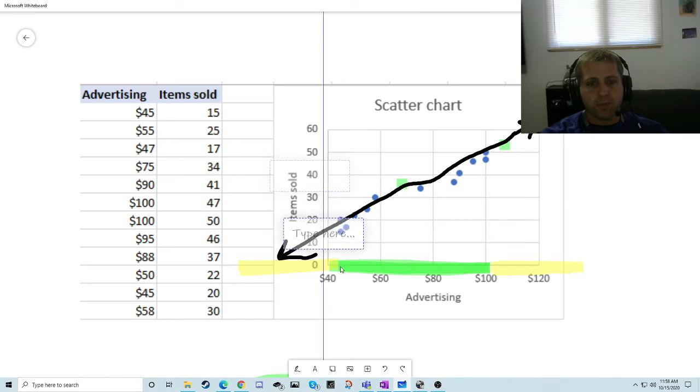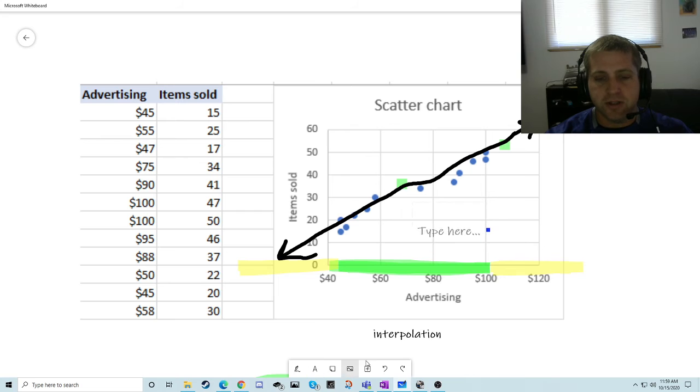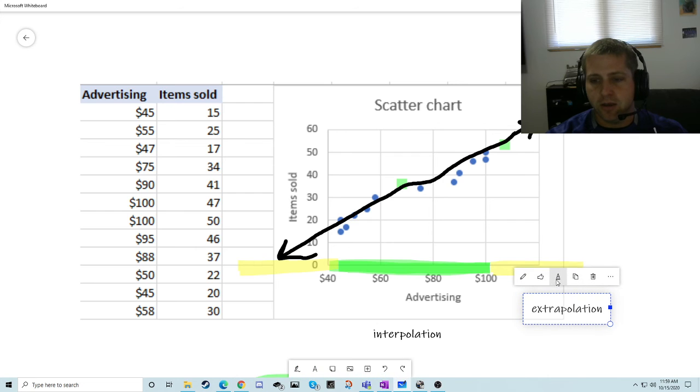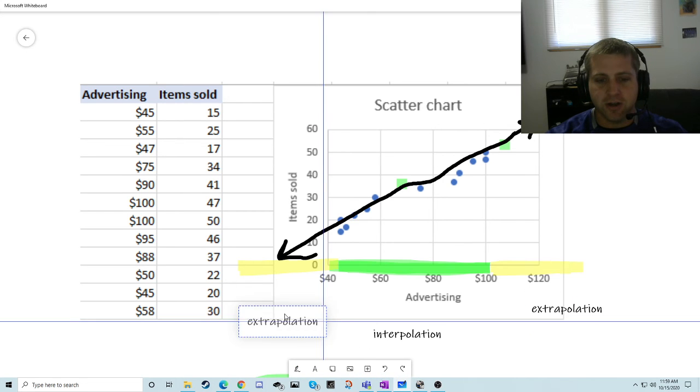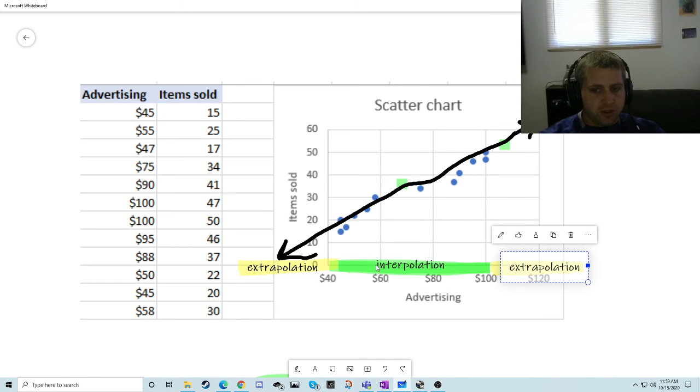So there's two words for this. The first word is interpolation. That's for the green area. And then the second word is extrapolation. That is for the yellow. So predicting within your data is called interpolation, and predicting outside of your data is called extrapolation. Like extra is like outside, too much or too little. And that's how you know those words.